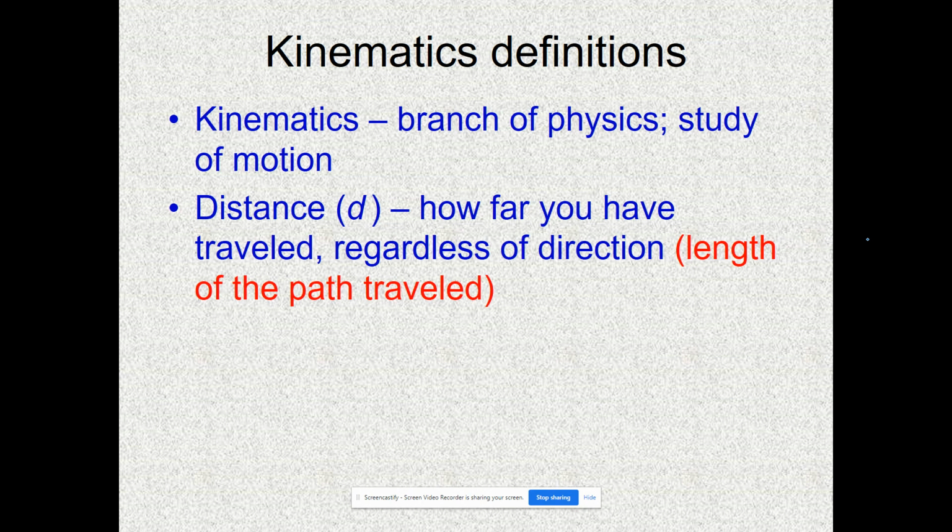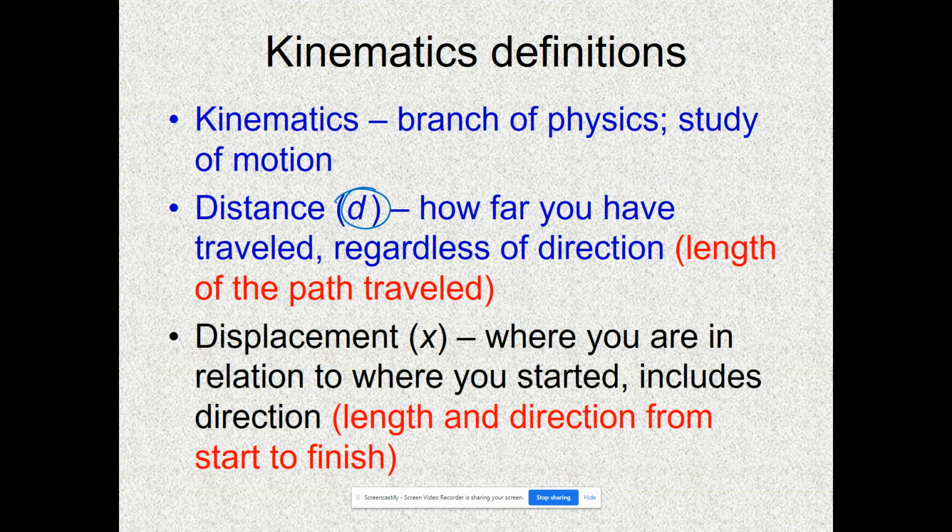And two very important definitions we've already gone over. One is distance. Distance is the length of a path traveled, regardless of direction. You can change direction, it doesn't matter. How far did something go or move? That is the distance. And we use d to represent the distance. Okay, we'll use this d right there.